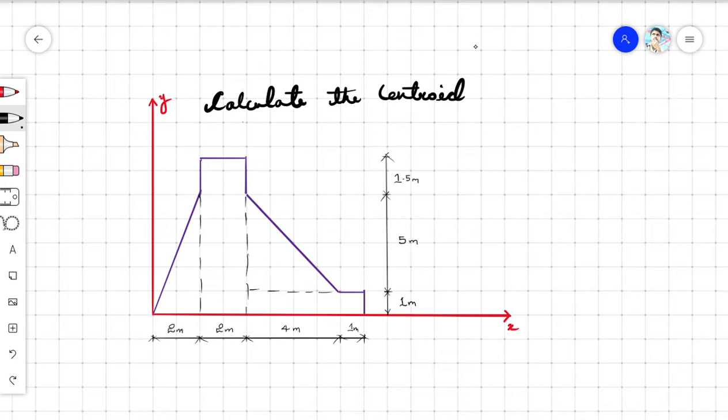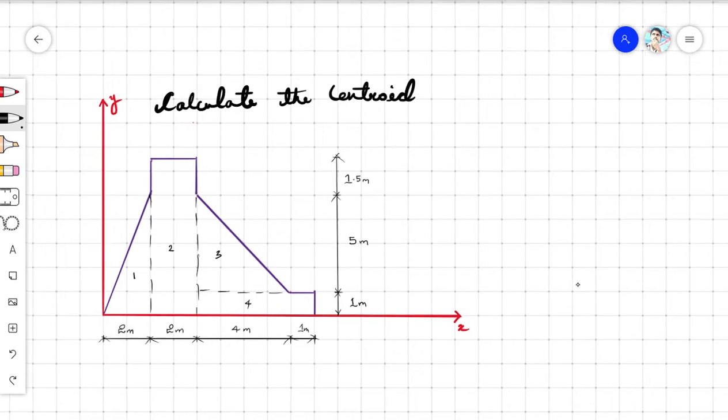So how many parts have become here? Now I have one triangle, one rectangle, one more triangle, and one more rectangle. So this is your first procedure: you have to cut the sections. Once you cut the section, the next step is to always write down the formula. So let me move to that step.